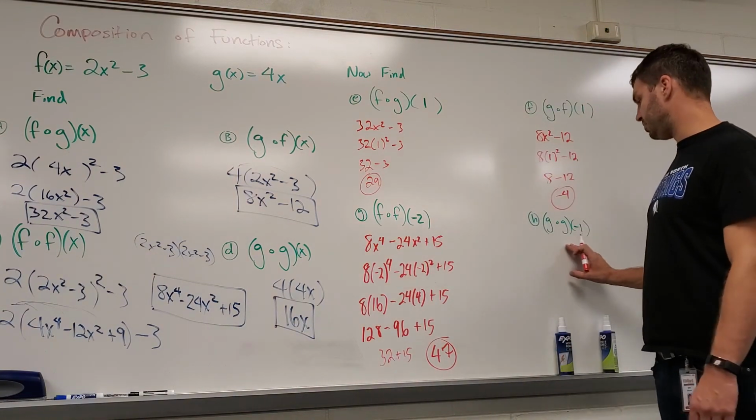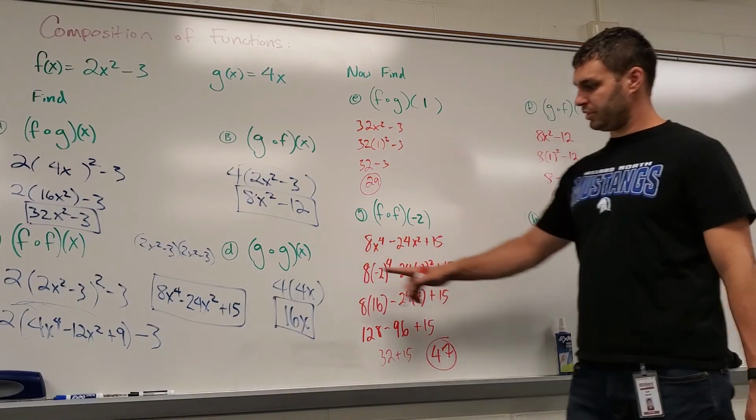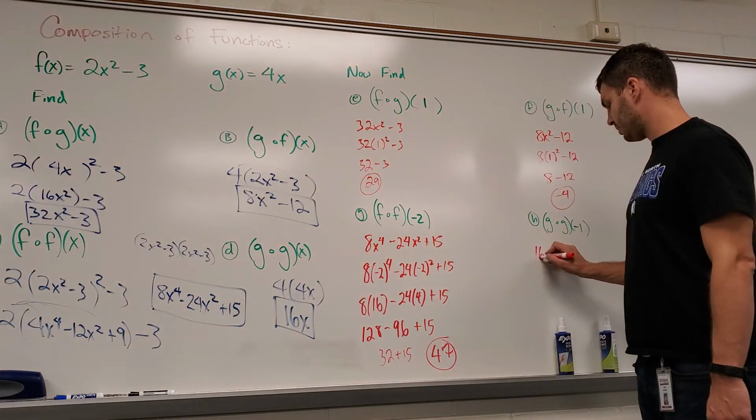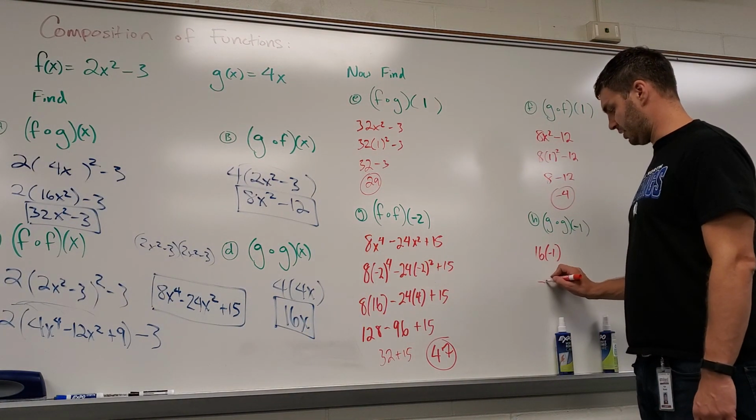Then the last one, g of negative 1. Well, g of x was 16x, so 16 times negative 1 is just a negative 16.